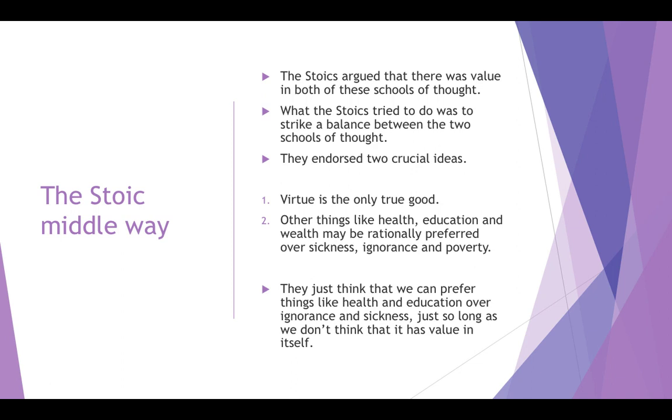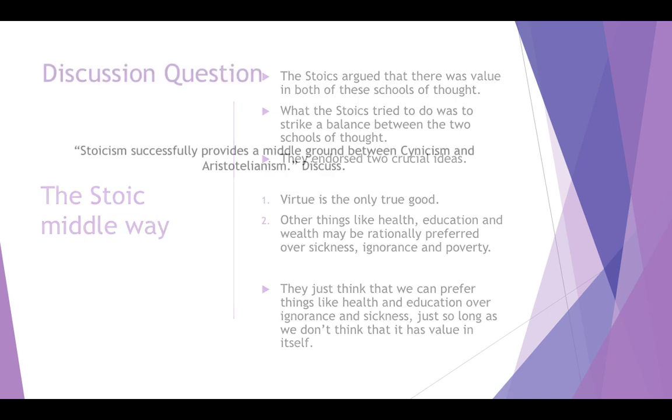But they also argued that, unlike the Cynics, despite the fact that these things don't have any sign of good or bad value, that doesn't mean we shouldn't rationally prefer one over the other. We should prefer health and education over sickness and ignorance, for example. So these are the kinds of things that the Stoics believed, and it's seen as a middle way between the Aristotelian view of virtue being the only good, and the Cynical view that if virtue is the only good, then none of these things matter.